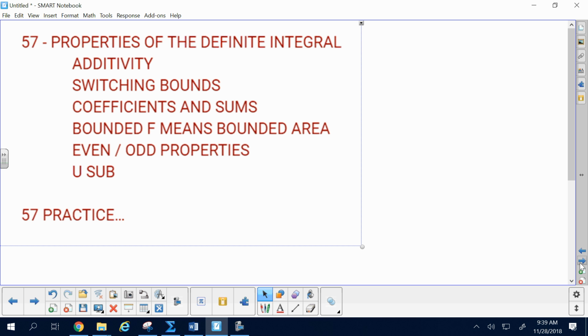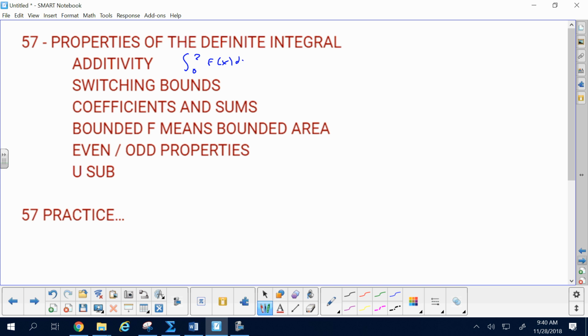Properties for the definite integral. Some of these are obvious, and it feels like the rules are all obvious, but the problems are sometimes not so easy. So don't have a false sense of confidence. Be careful. Additivity basically means if you took the integral from 0 to 2, it doesn't have to be 2. I just feel like students understand numbers better than A and B and C. And then I went from 2 to 4.